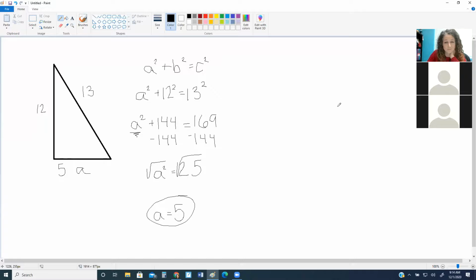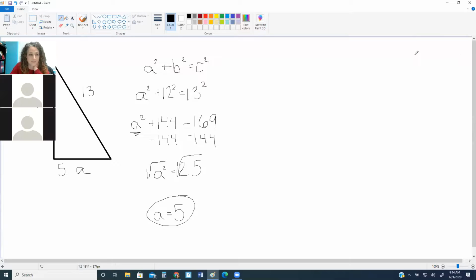Should we do another one? Sure. I'm going to move this over here. We're going to make ourselves another triangle. Should we do this one with some random numbers? You guys give me random numbers. It's not going to be pretty this time. That one was 12, 13, 5, a right triangle with pretty numbers, but this one's not going to have pretty numbers. So give me some numbers.